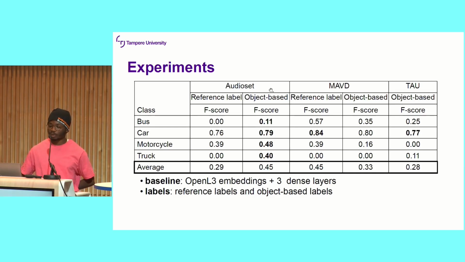We can see from AudioSet that the model trained with the object-based labels outperformed the one trained with the reference labels. Also in MAVD, we had quite good performance. For TAU, since we didn't have any reference labels, we only have results from the object-based labels.